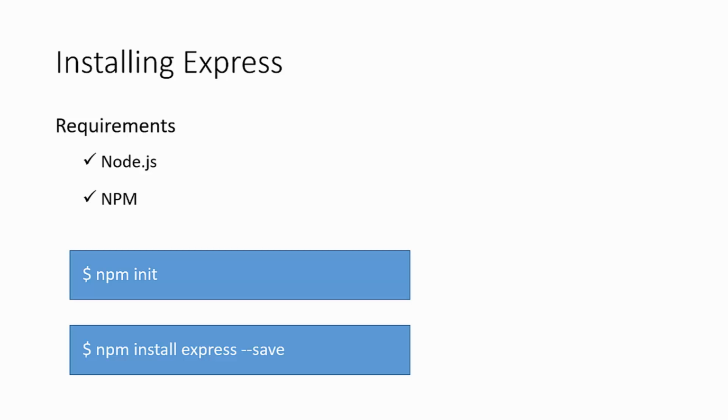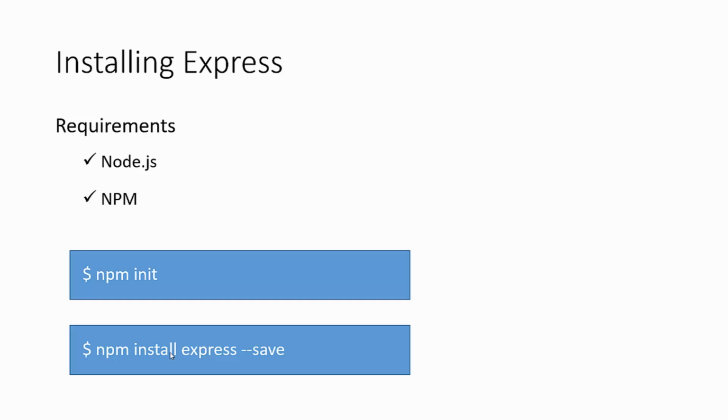So there are very few requirements for Express. The only thing you really need to have installed is Node.js. You also need NPM, but NPM comes with Node.js, and that stands for Node Package Modules, and it's used to install modules from a repository into your application. And then the only commands that we really need to install Express is, first of all, npm init, which is going to be used to generate a package.json file. We need that for our application, and then we can go ahead and install Express using npm.